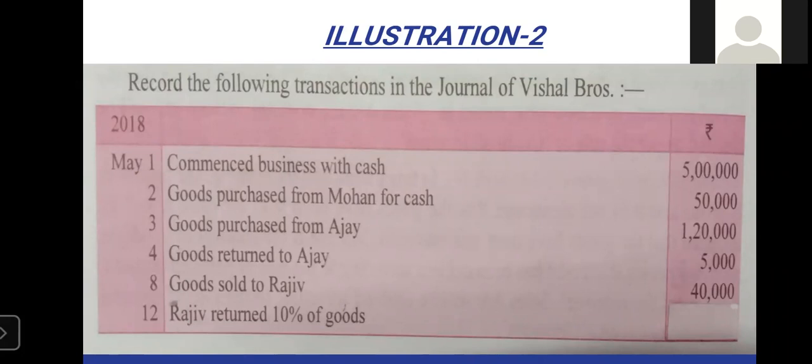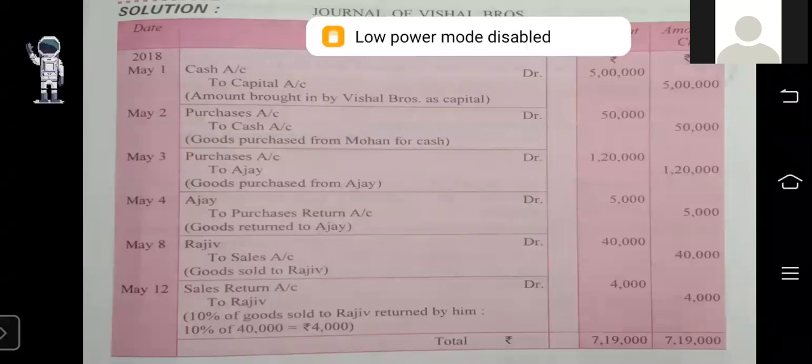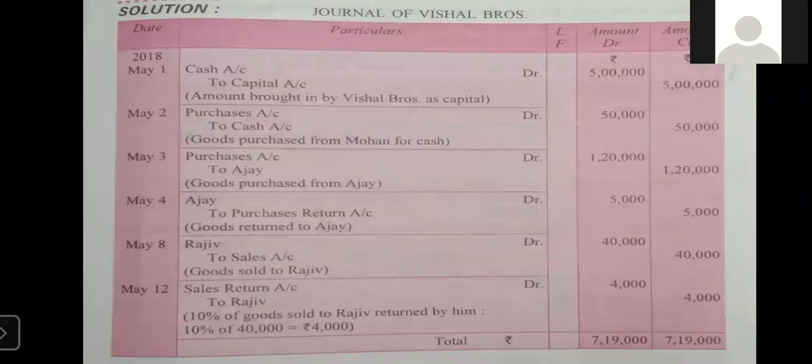Now its solution. Solution is Journal of Vishal Bros. Date May 1. Journal entry is cash account debit to capital account. Narration: amount brought in by Vishal Bros as capital. Amount debit is 5 lakh and amount credit is also 5 lakh. Next is May 2. Purchase account debit to cash account. Goods purchased from Mohan for cash. Amount debit is 50,000 and amount credit is 50,000.